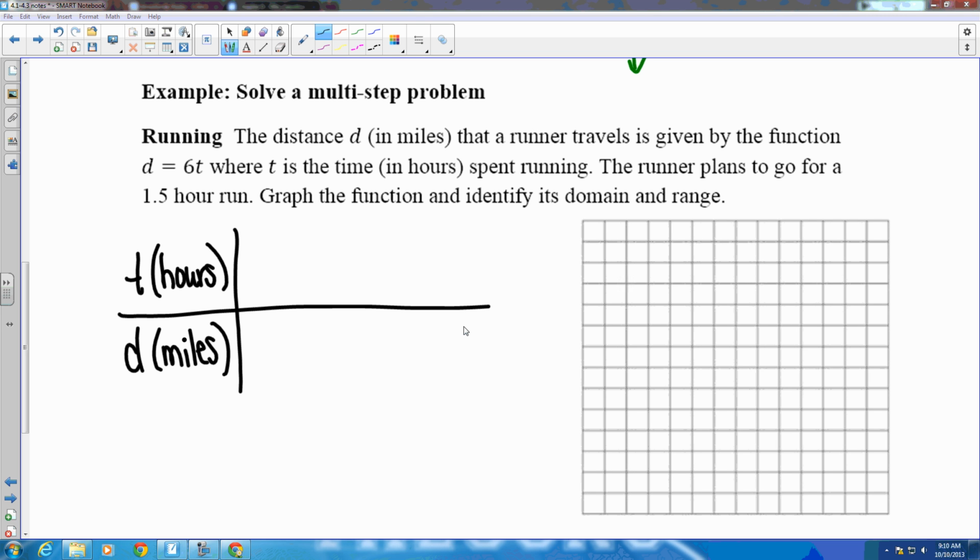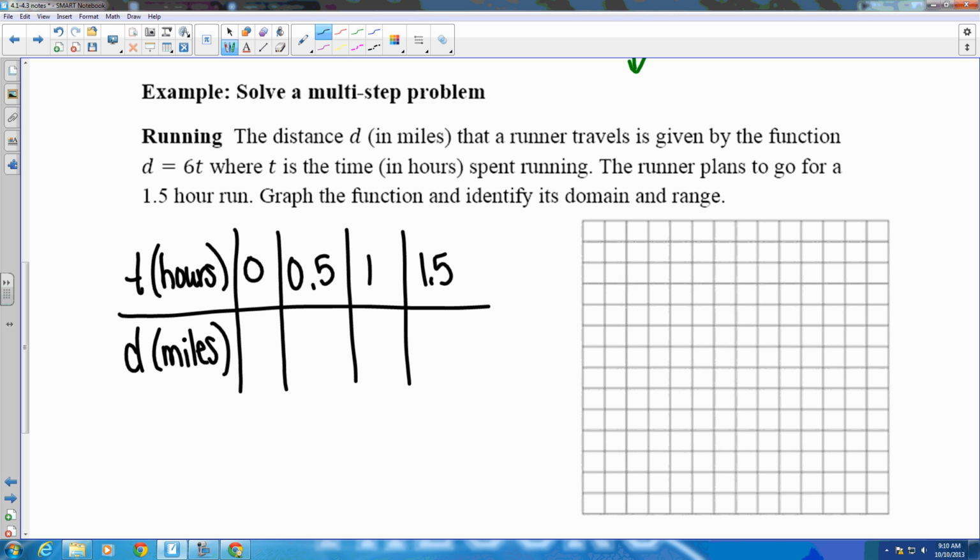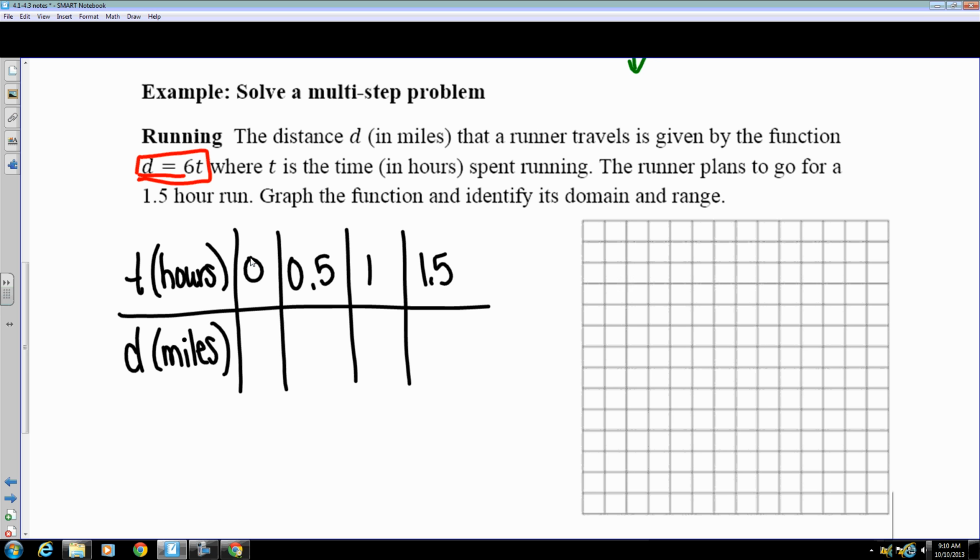So we always start with 0 when it comes to time. And we know that we want to go up to 1.5. So it might be a good idea to go by 0.5 for our t values. So 0.5, 1, and 1.5. In this case, that is going to cover our entire domain, so we don't have to do any points past 1.5. Because he only plans on going for a 1.5 hour run, he's not going to do anything longer than that. Okay, then we're going to put those t values into our function d equals 6t.